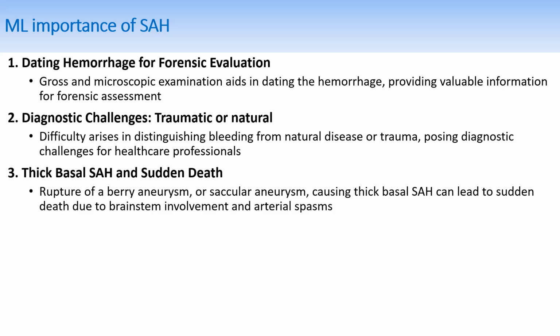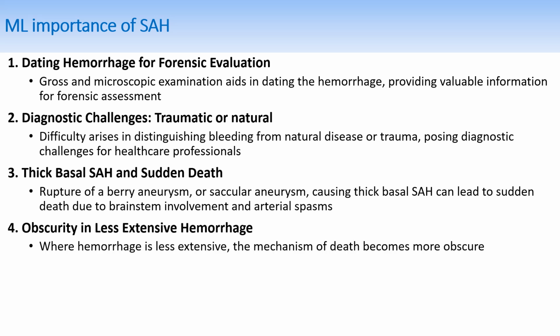Thick basal subarachnoid hemorrhage causes sudden death due to the brainstem involvement and arterial spasm causing respiratory depression. However, when the subarachnoid hemorrhage is not that severe or very thin, what do you think about the cause of death? Now, it is very obscure to arrive at the mechanism of death.